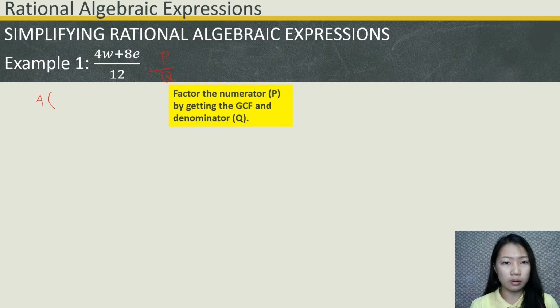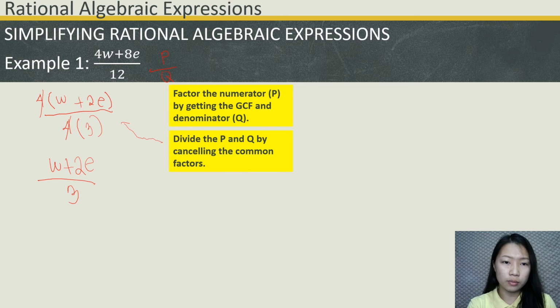Factor out 4, then 4W plus 8E divided by 4, W plus 2E over. Ano ang factor ng 12 na may kaparehas sa numerator? 4. 12 divided by 4 is 3. Yan. Next step, we're going to cancel the same factor, which is 4. So, ang natira sa numerator ay W plus 2E over 3. From that, na-divide na natin to. Divide P and Q by canceling the common factors. Kinancel na natin yung magkaparehas na factor. And this is the final answer. This is the simplified form of this given.